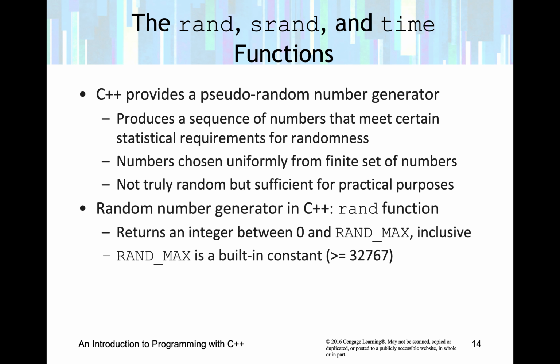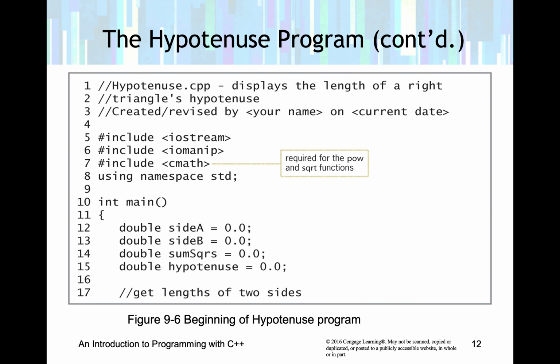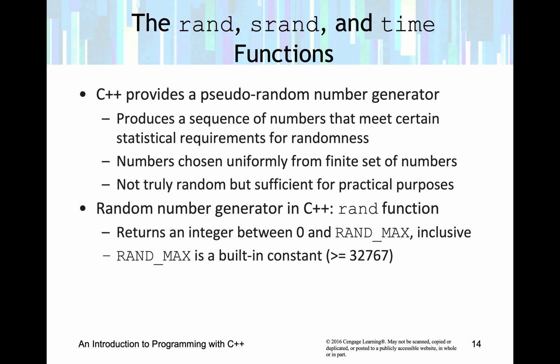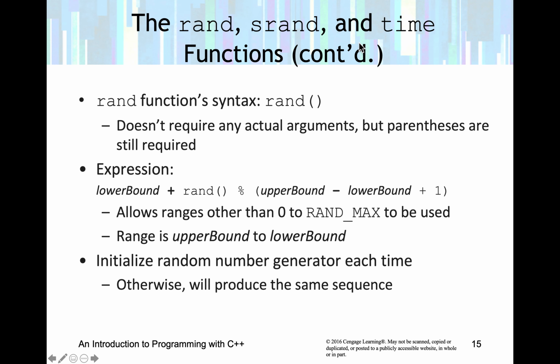C++ has a ton of other functions, and some that we're going to be using in some of our programs are the rand function for randomizing, srand also for randomizing, which are used together, and then the time function.